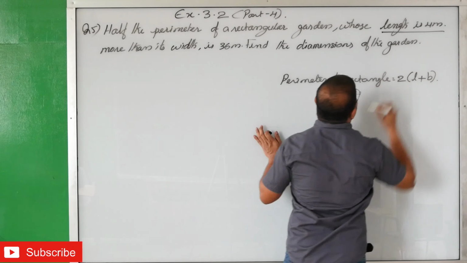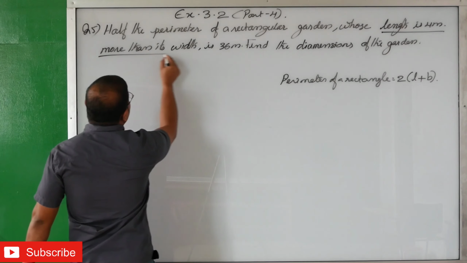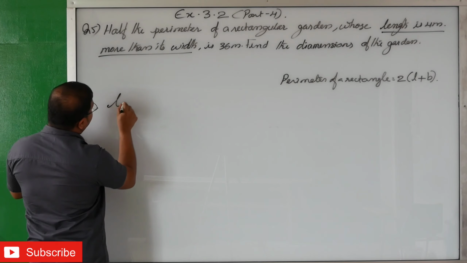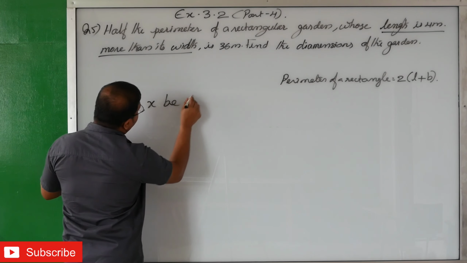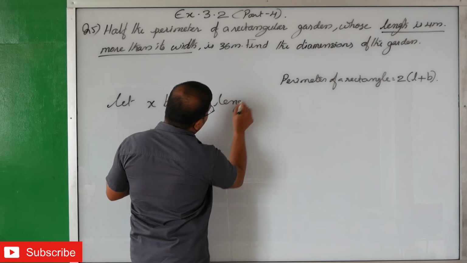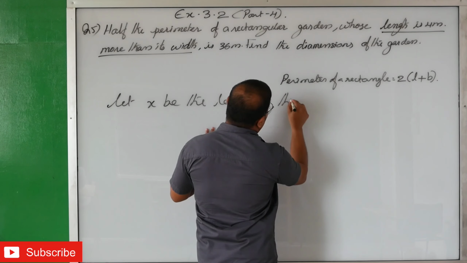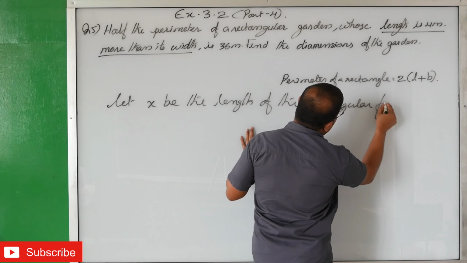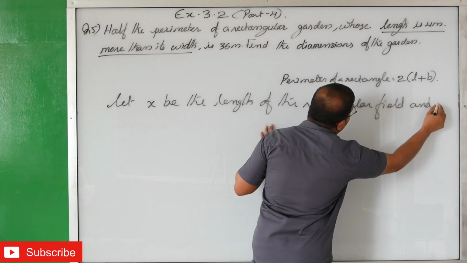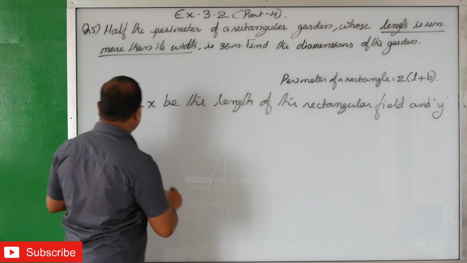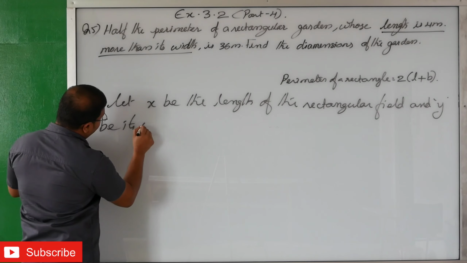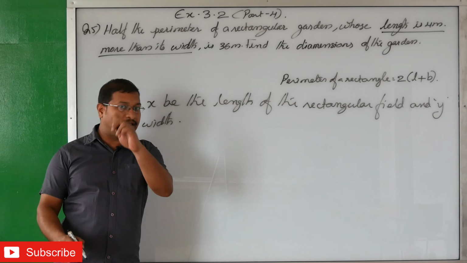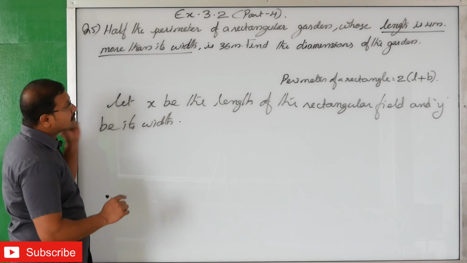Now the length is 4 meter more than its width. Before doing the other steps, let's write first. Let x be the length of the rectangular field and y be its width. So x is the length and y is the width of the rectangular field.